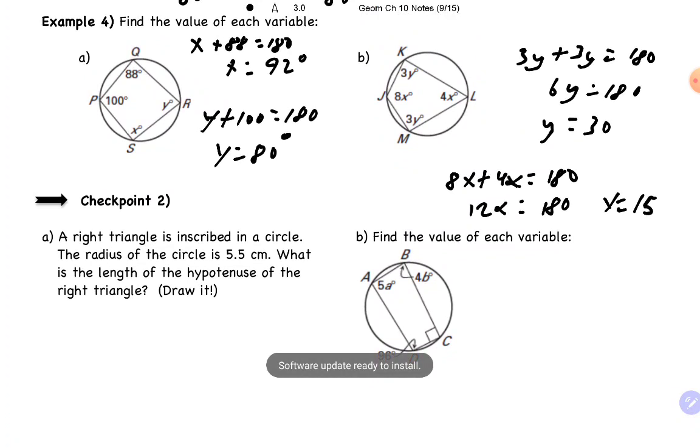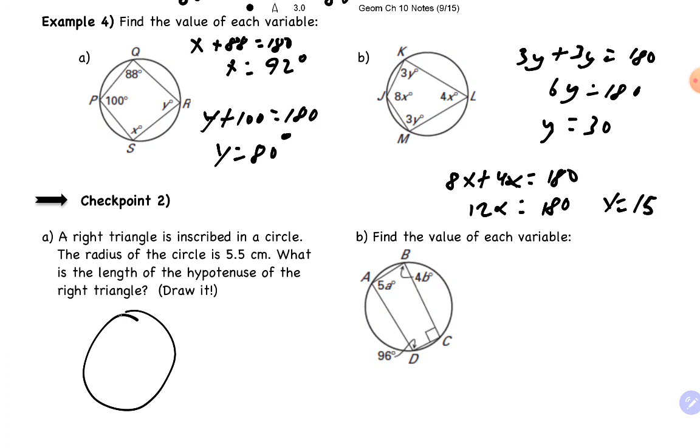Okay, a right triangle is inscribed in a circle. So we have a circle and we have a right triangle inscribed. The radius of the circle is 5.5. What is the length of the hypotenuse of the right triangle?